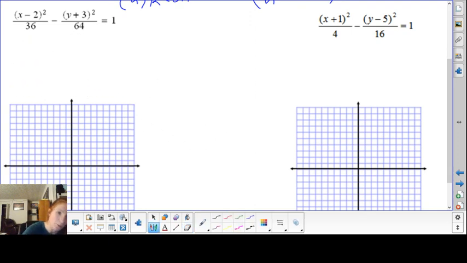So the two problems on here are essentially the same. So what I wanted to do was have an example of one of each. So we are going to flip this number. This is going to be 64. And this is going to be 36.